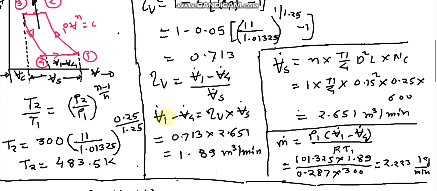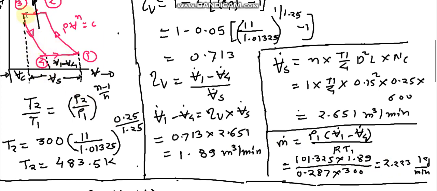So we know V1 minus V4, we can find it from the volumetric efficiency formula. P1, R and T1 are known to us. If we put V1 minus V4 in meter cube per minute, we will get kg per minute. So we will get 2.223 kg per minute as the mass flow rate. This is at suction condition.